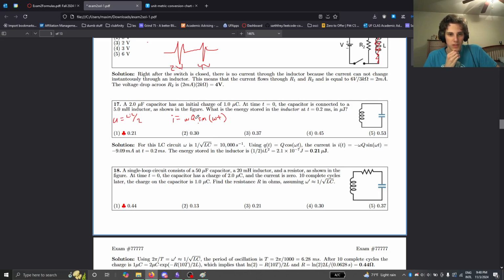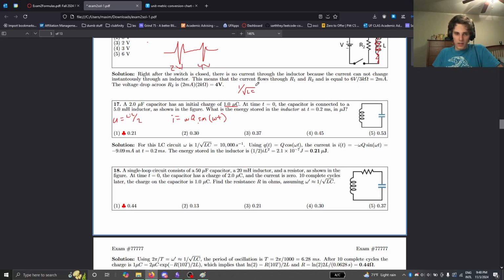So now what? We have Q. Good. Like I said, it's charge. We need omega. Does the formula sheet have something? Yeah. I won't bore you with the flip back. It's this: 1 over square root LC. To get the omega, let's quickly plug that in.